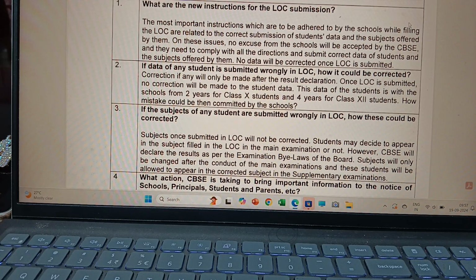Second question: if data of any student is submitted wrongly in LOC, how will it be corrected? Correction, if any, will only be made after the result declaration. Once LOC is submitted, no correction will be made to the student data. This data of the students is with the schools for 2 years for class 10 students and 4 years for class 12 students. How could a mistake then be committed by the schools?